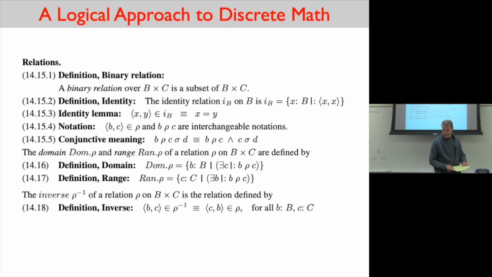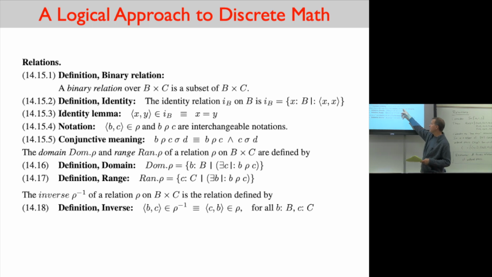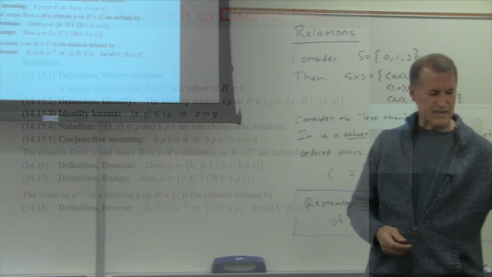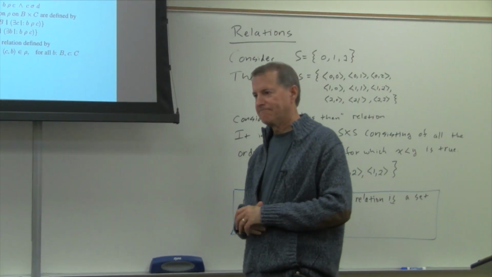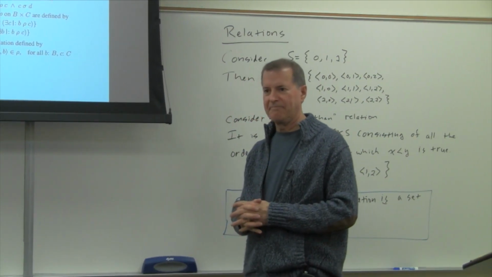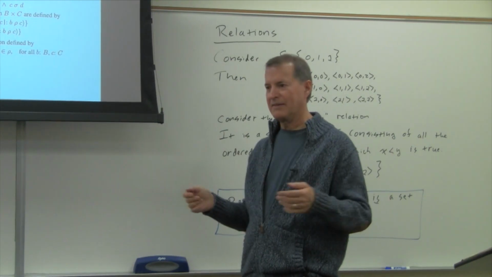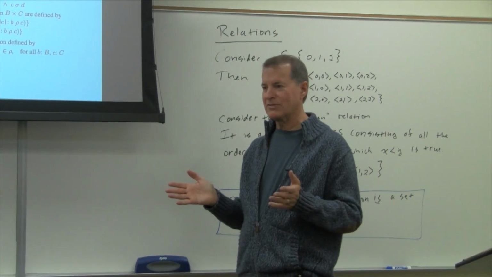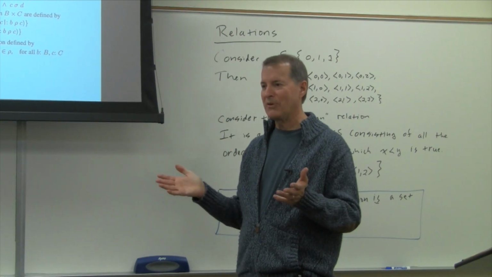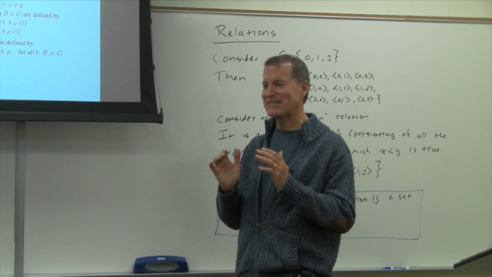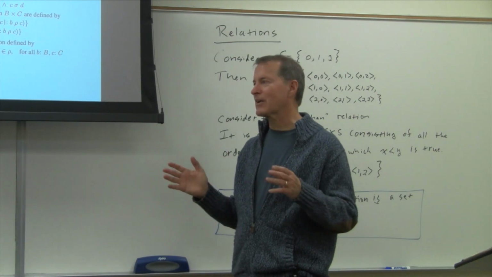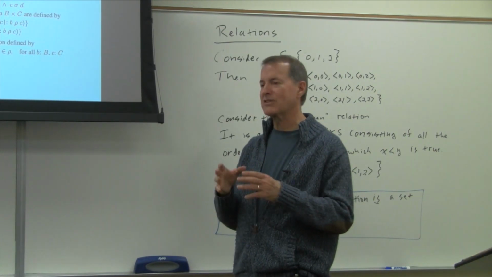Okay. Will we ever use that? 14.15.3, the identity lemma, is a homework problem. But out of curiosity, how can there be a relation with nothing in it? It's called the empty relation. You can look for a relationship between a bunch of different numbers that none of them satisfy. By definition, the empty relation corresponds to the empty set. So none of the numbers are related to any of the other numbers, according to that relation.